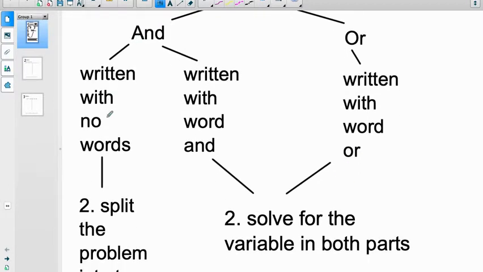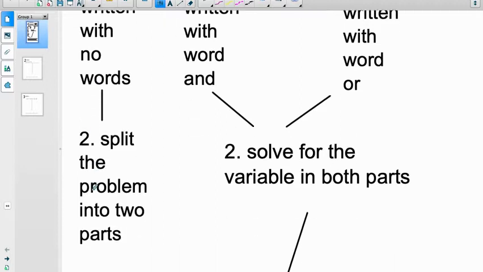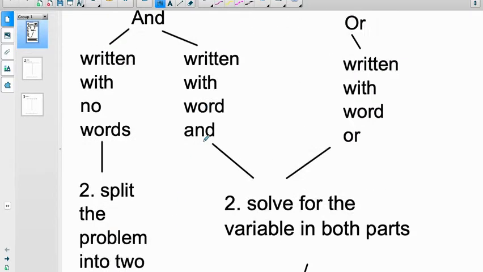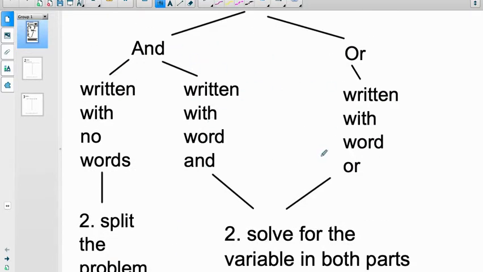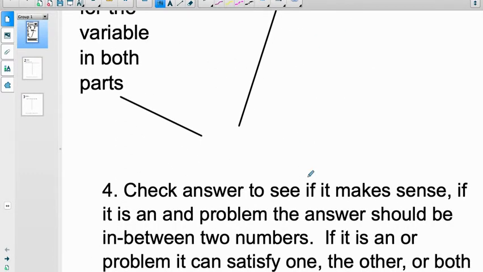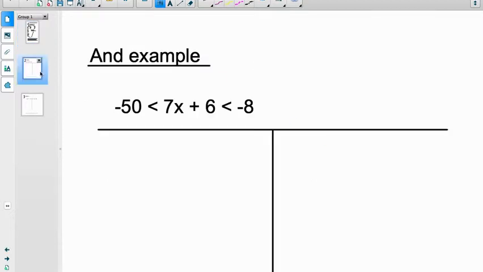So if it's an and problem written without the word and, you're going to split the problem into two parts and then solve for the variable in both parts. If it's written with and or, it's already going to be in two parts, just solve in both parts. And then you got to check to make sure your answer makes sense. If it's an and problem, your answer should be in between the two numbers, and if it's an or problem, it can satisfy one or the other or both. So both can be pointing one way, both can be pointing the other, or they can be pointing in opposite directions. So now we're just going to go through a couple examples.